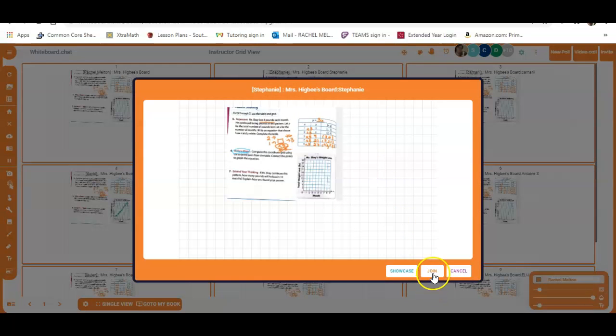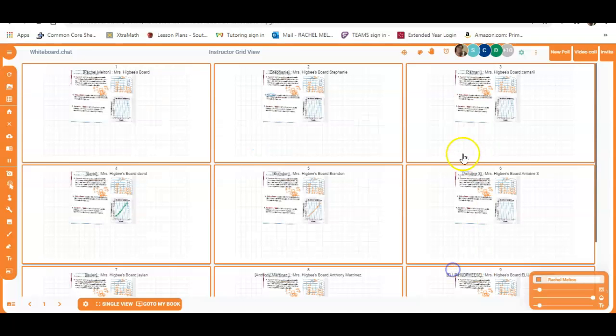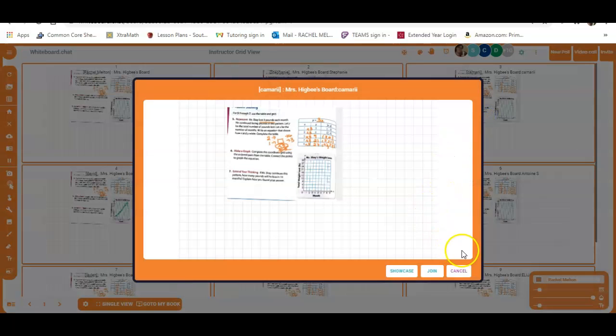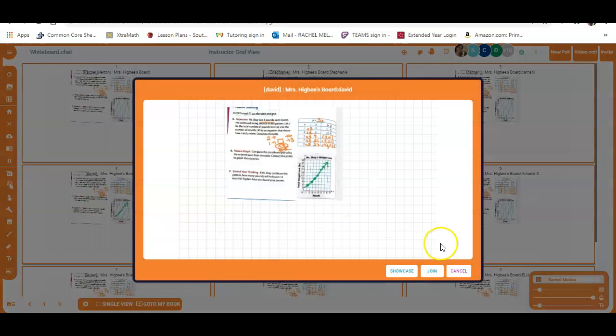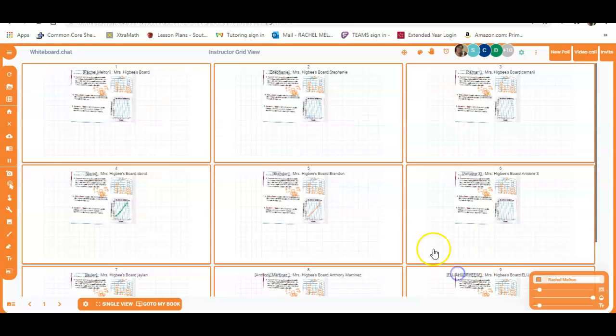All right, so I should see everyone graphing onto that graph. Don't see a whole lot of graphing happening yet, guys. David has his graphed. Brandon has his graphed.